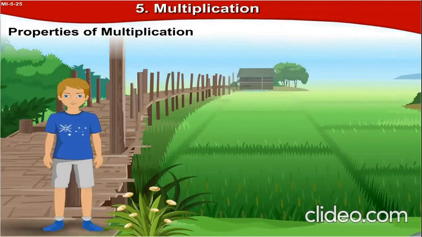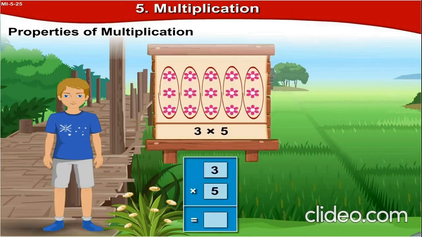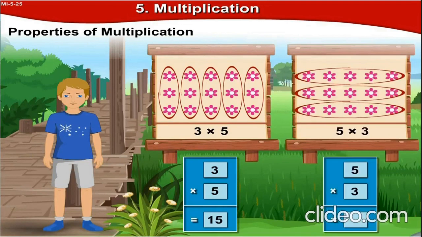Properties of multiplication. Children, now we will try and understand some properties of multiplication. For that, let us see an example. 3 multiplied by 5. I know you're very smart. Yes, 3 multiplied by 5 is equal to 15. But tell me, how about 5 multiplied by 3?